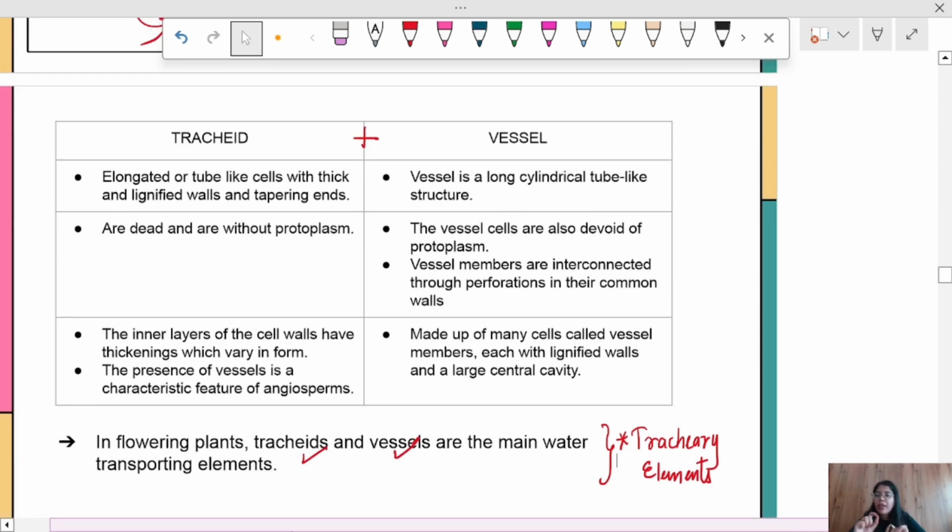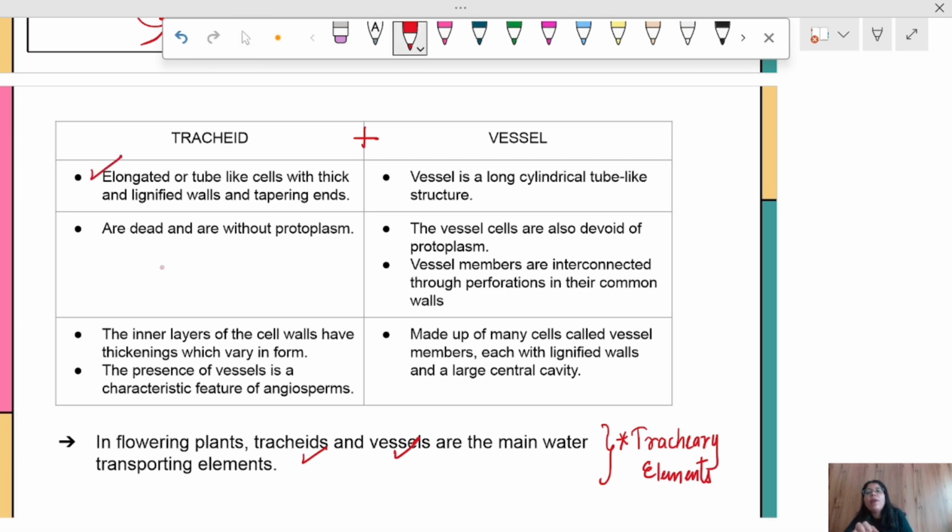They are called tracheary elements because their major work is to conduct the water in the vertical direction, okay. Now what is the difference between tracheid and vessel as per NCERT? See, tracheids are elongated or tube-like cells with thick and lignified wall and tapering ends. So tell me, are these sclerenchymatous or not? If you see the word lignin, just now you have learned, right? Lignin is present in which simple permanent cell? It is present in sclerenchyma. So it is dead, right?